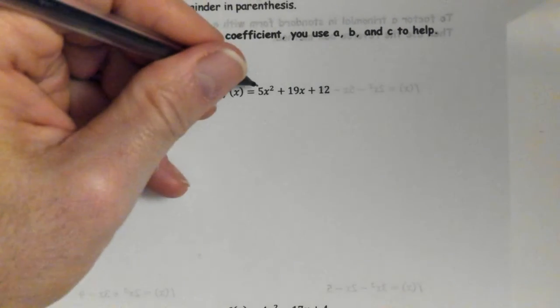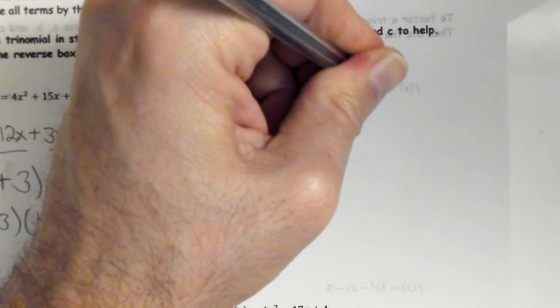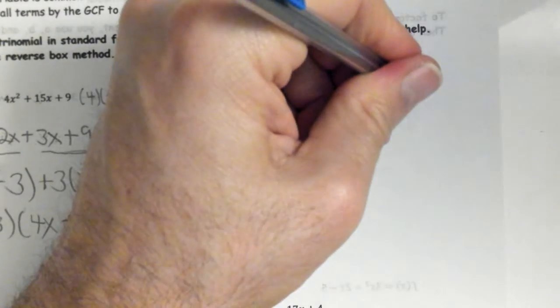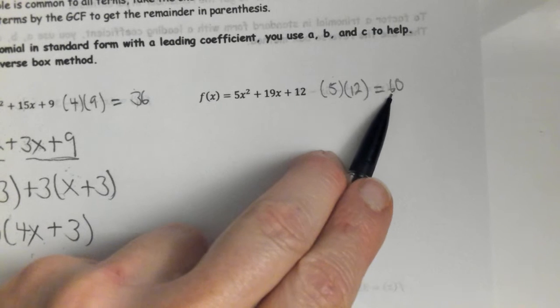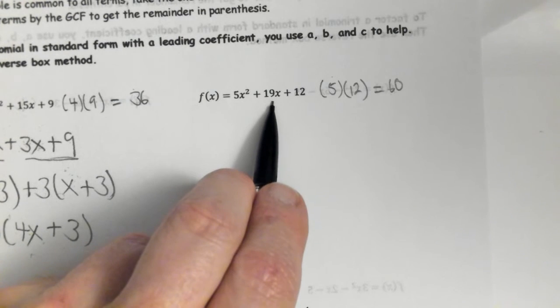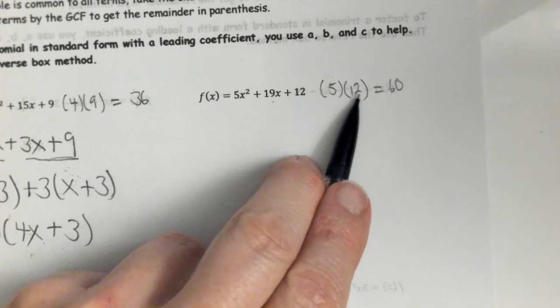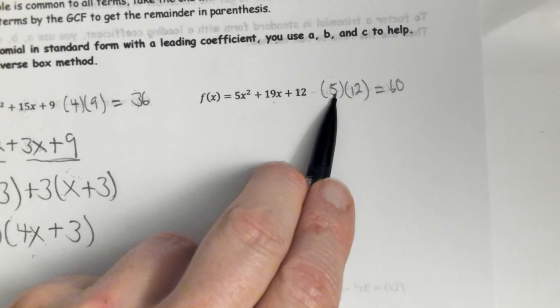So again, we want to multiply A times C. So I want to do 5 times 12. And 5 times 12 gives me 60. So I'm looking for two numbers to multiply together to get 60, but at the same time, they add up to 19. Can we start with these two? What's 12 plus 5? That is going to be 17, so that's not going to work. We're going to have to come up with something else.